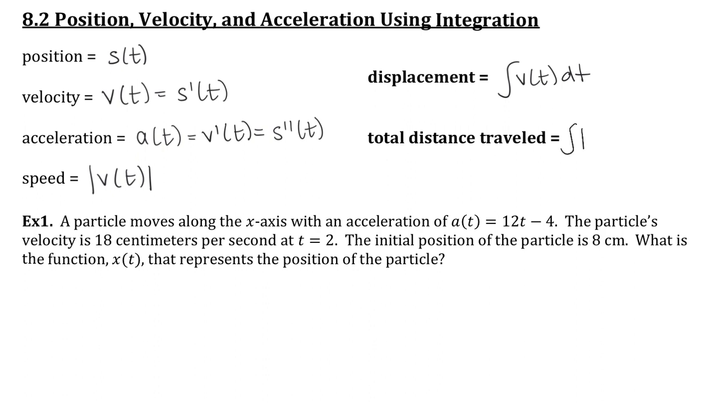Okay, and if we want the total distance traveled, which is not the same as displacement, we do the integral of the absolute value of v of t dt, and that's going to give the total distance traveled. Displacement just tells you the net change in position. This is actually the total distance that has been traveled. Okay, let's try it and see what we figure out.